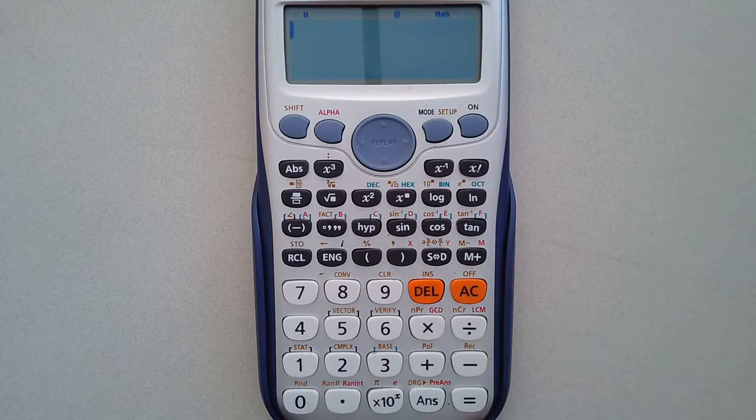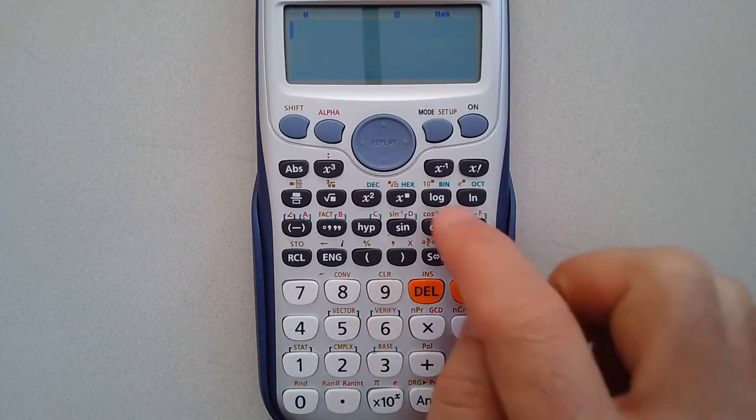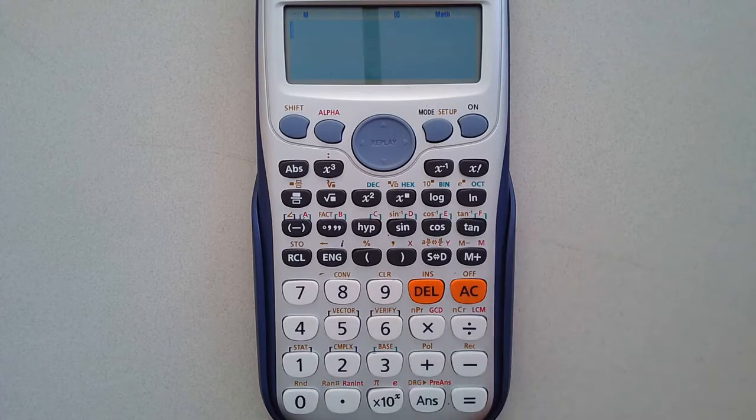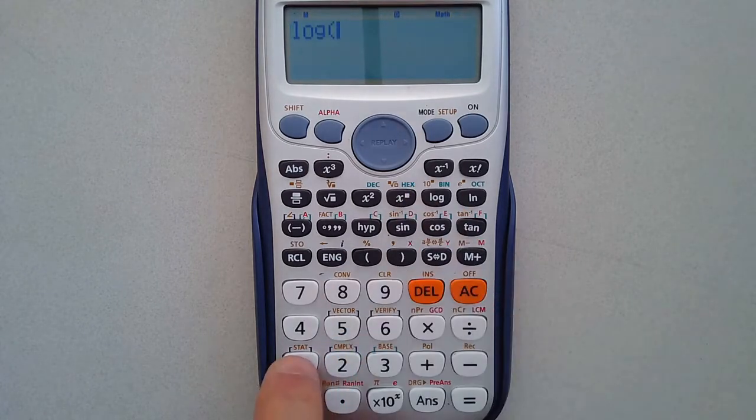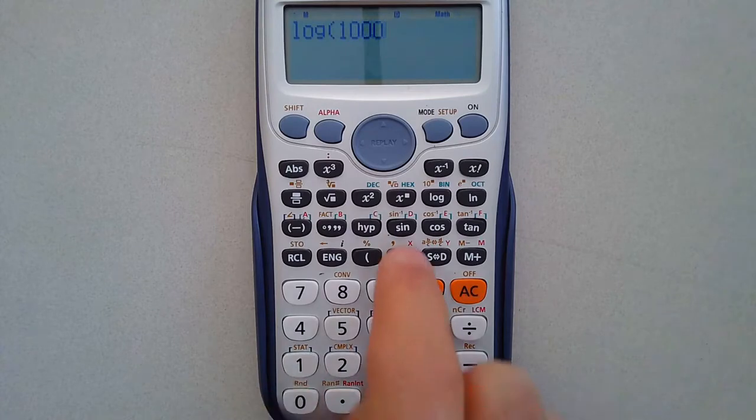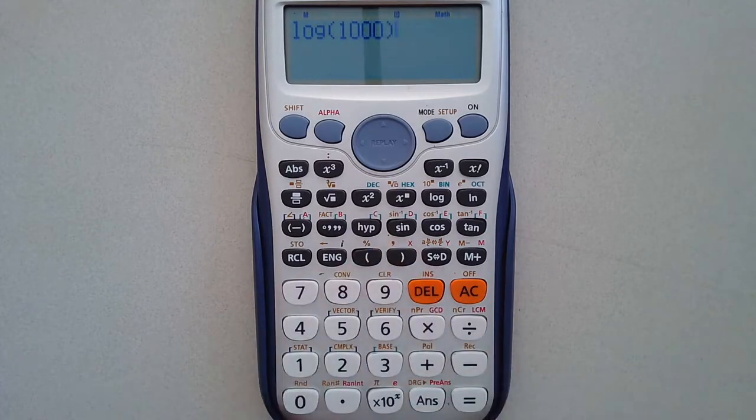So all these years, you're probably looking at your calculator thinking, what's that log button do? What's that got to do? What's involved with that? I've never used it before. Well, now we are going to use it. So for example, if I wanted to do log base 10 of 1,000, you know that the answer is going to be 3 because 10 to the power of 3 is 1,000. Sure enough, we get 3.